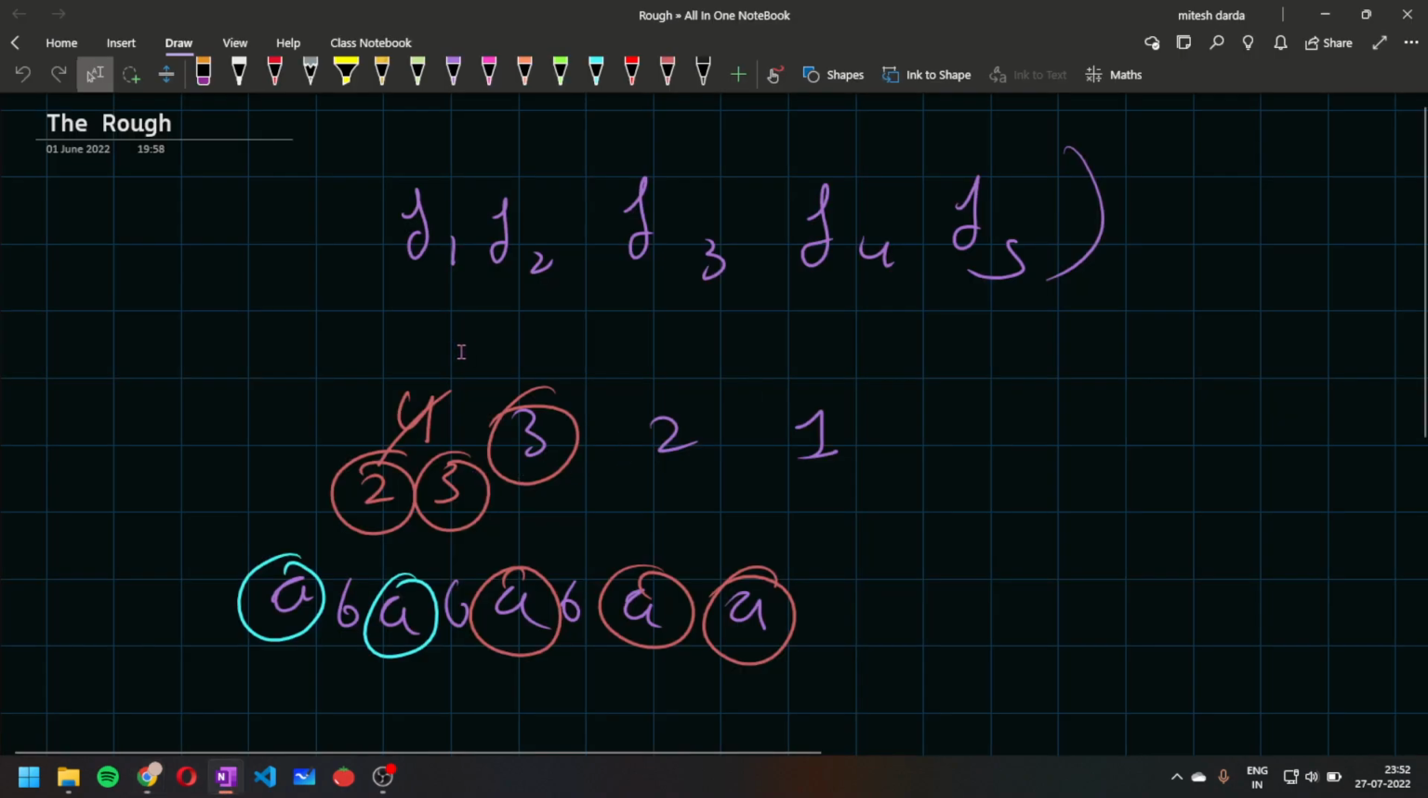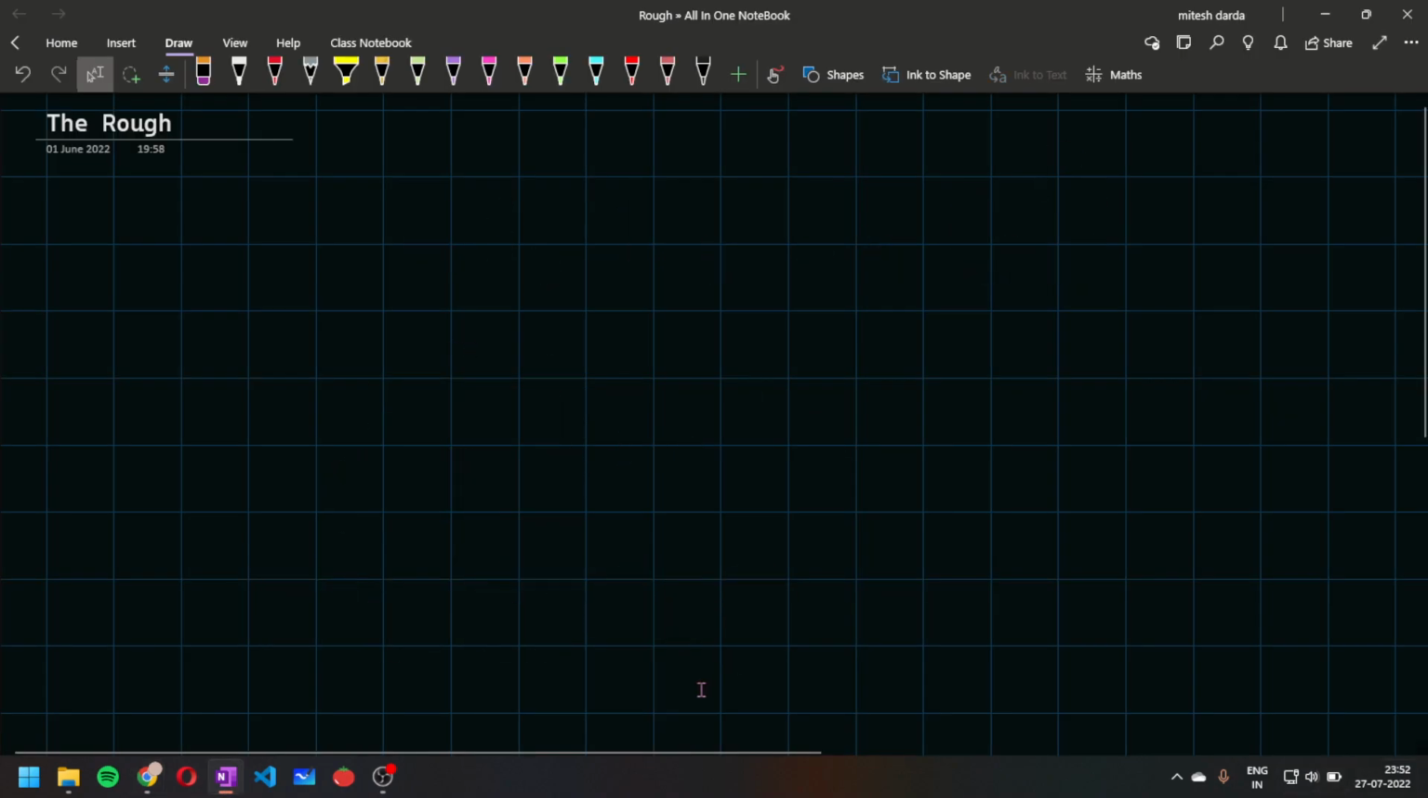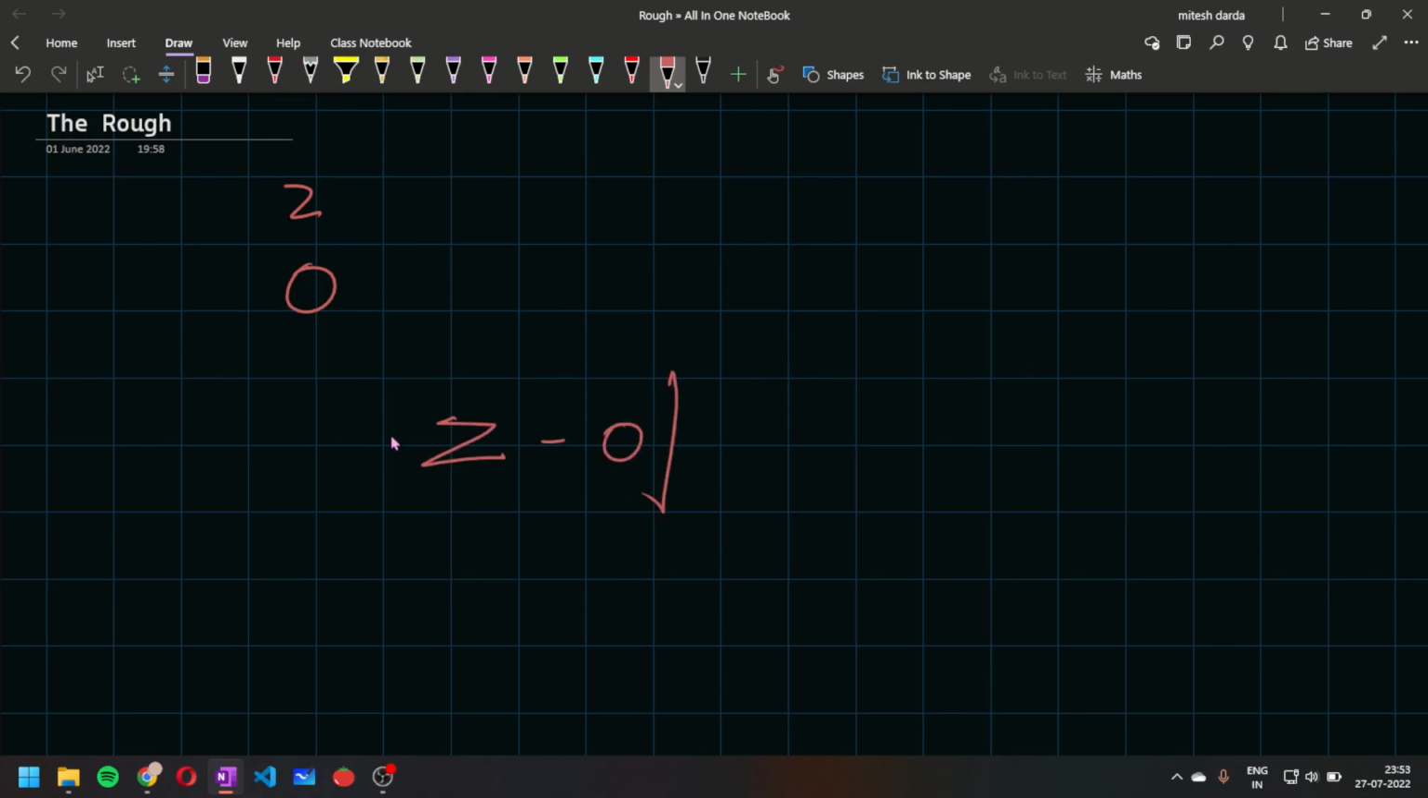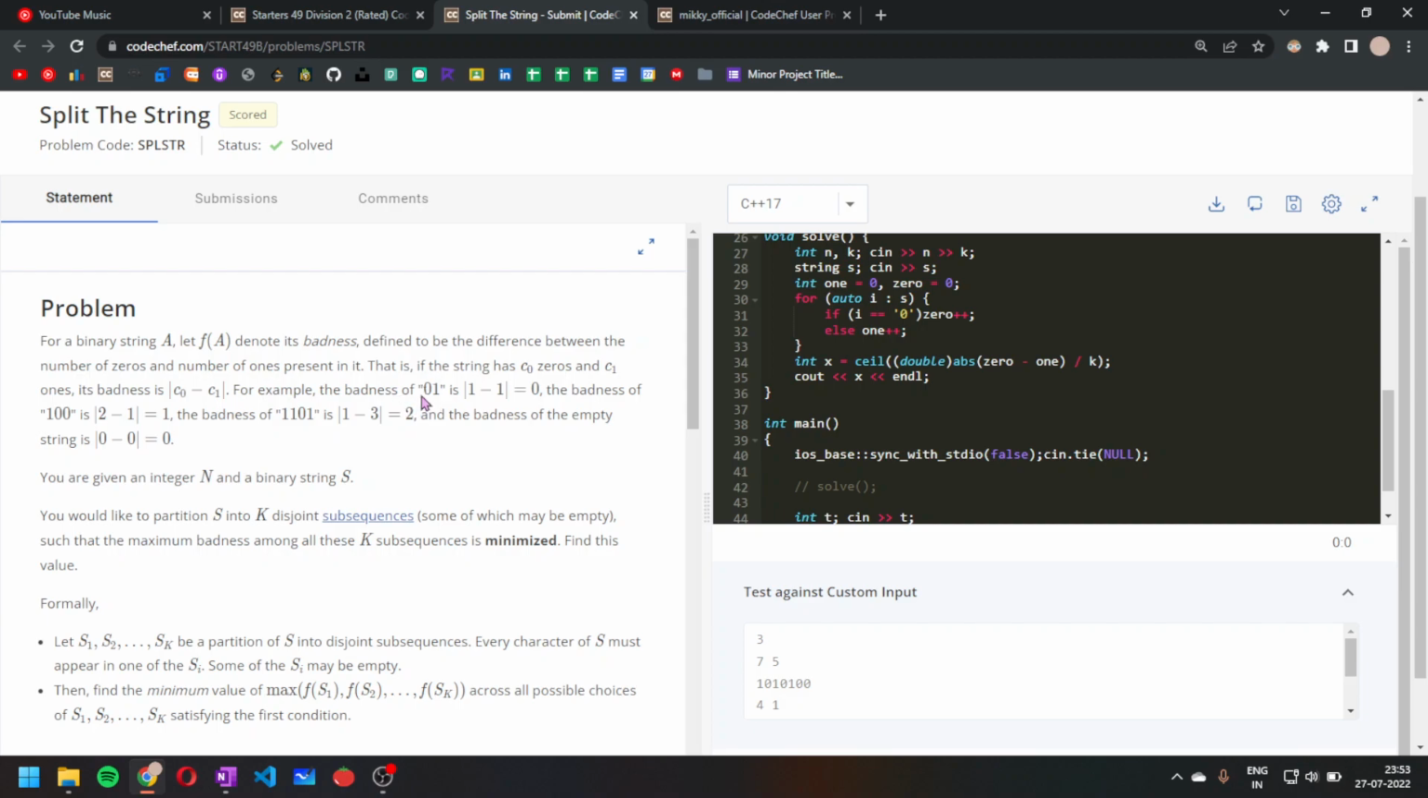So badness of a string is basically, let's say in a binary string we have a total number of zeros and a total number of ones. So badness of a string is going to be the total number of zeros minus the total number of ones, and the absolute value of this. So ABS value of zeros minus ones. So this is the badness of a string.